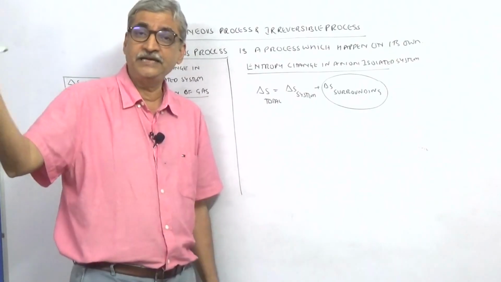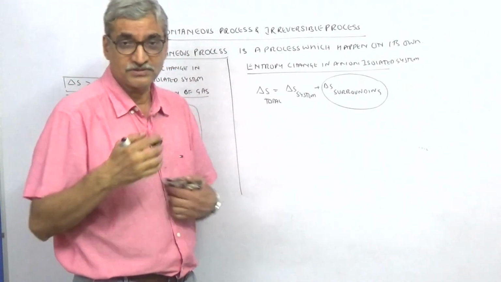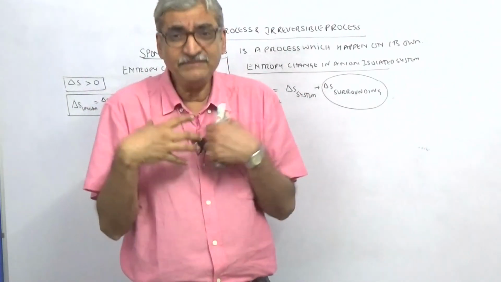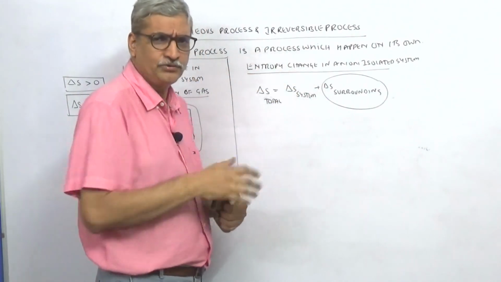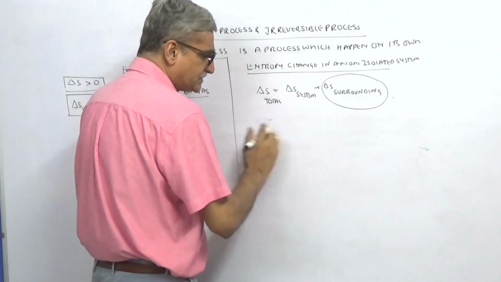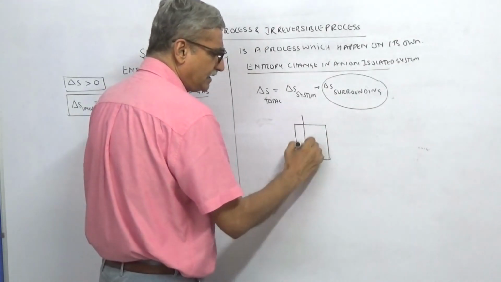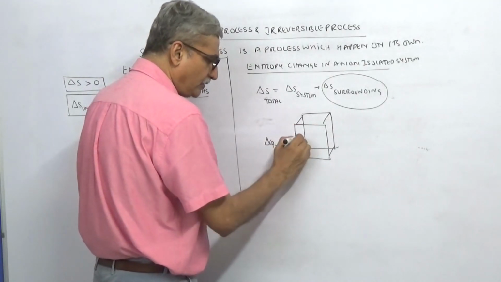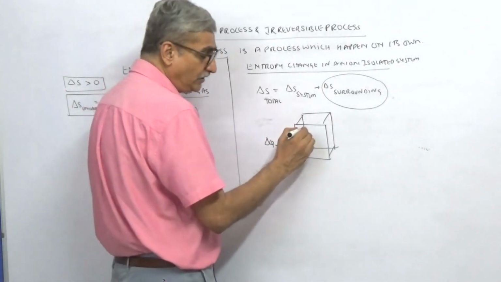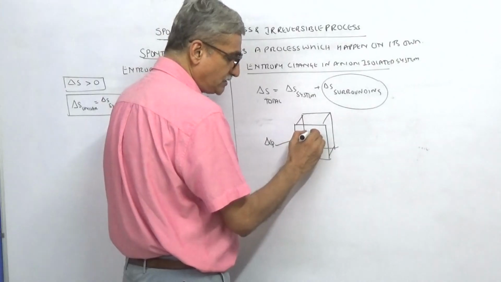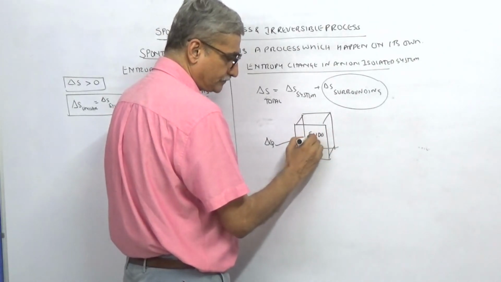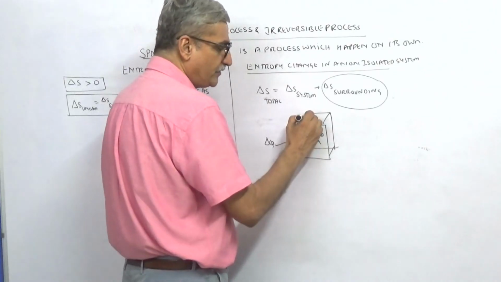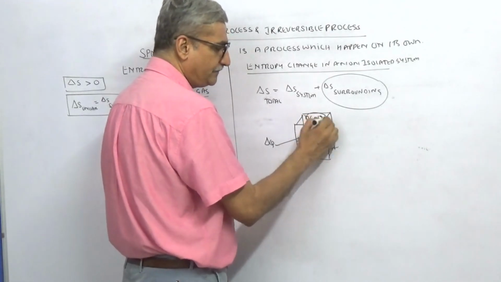In the same way, suppose we are drawing heat from the surrounding into the system. For the system it is endothermic, so your delta Q upon T will be positive. Let us consider a system like this. You have supplied delta Q amount of heat. From the point of view of the system, this was endothermic, and you could find out the delta Q change. If it was a gas, how much was it? nC_p delta T.